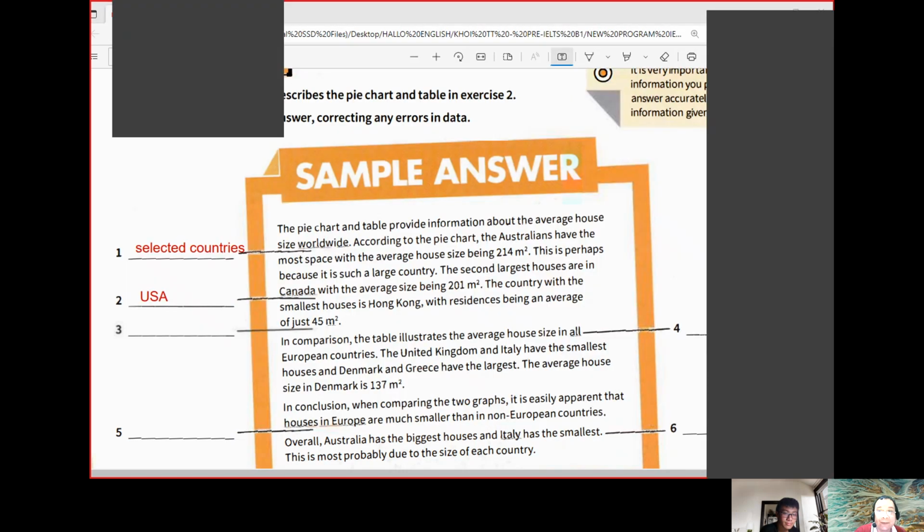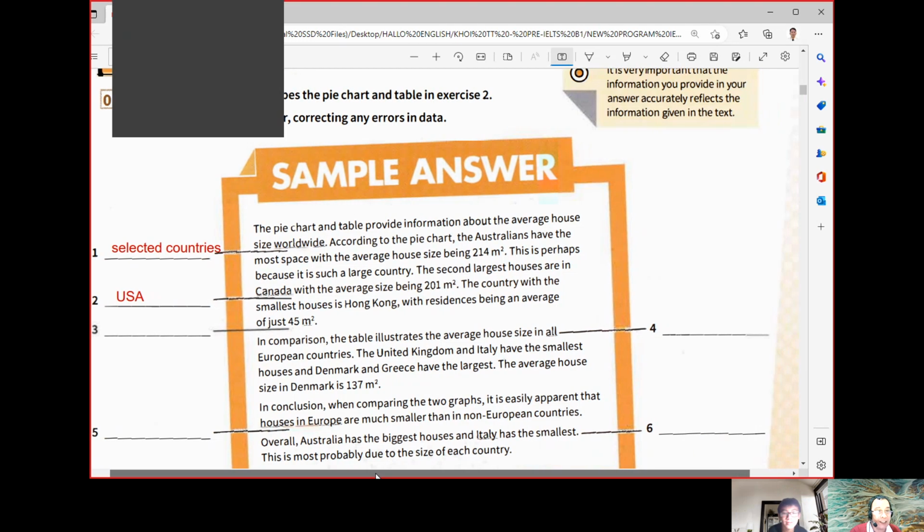Is this correct? Yes, that's correct. Number three is correct, because Hong Kong is just 45 square meters. Okay, next. What about number four?